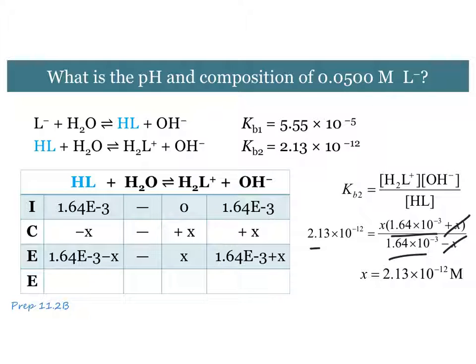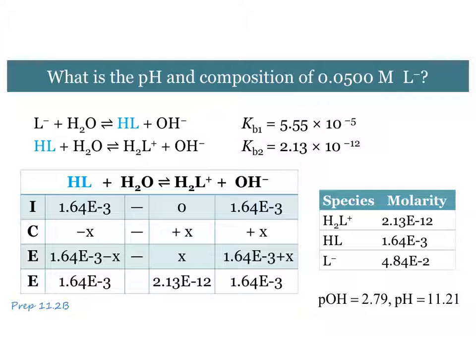We see that once the x values are canceled out, it leaves x times the concentration over the concentration, which simplifies to just x equals our Kb2 value. Are you starting to see a pattern here? Filling in our ICE table, we can then organize all of the data into a single table as I've shown here at right.